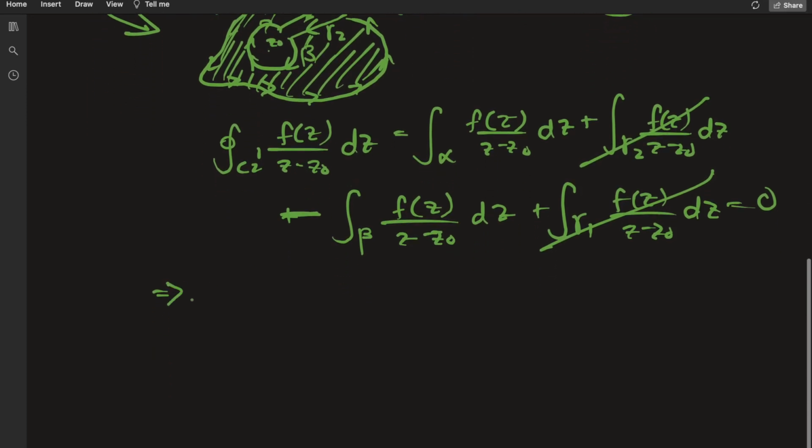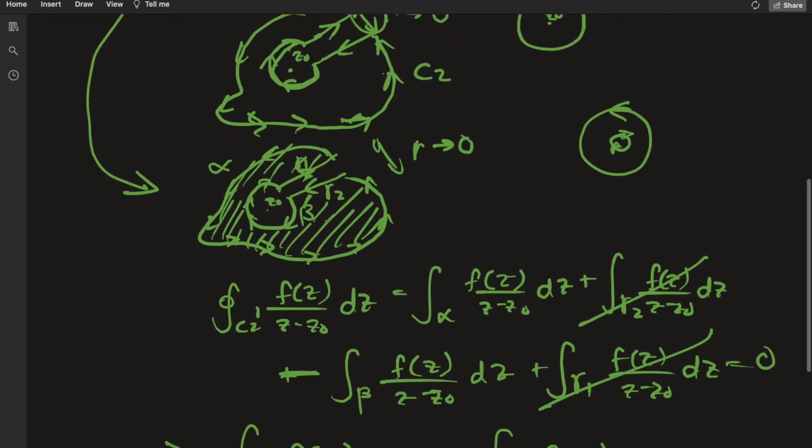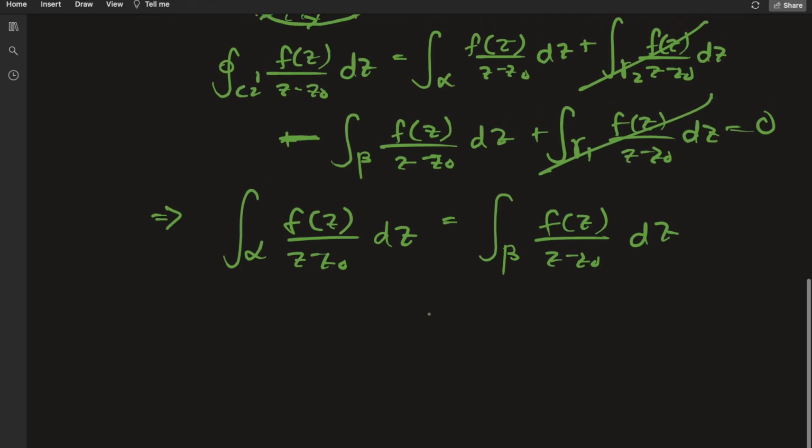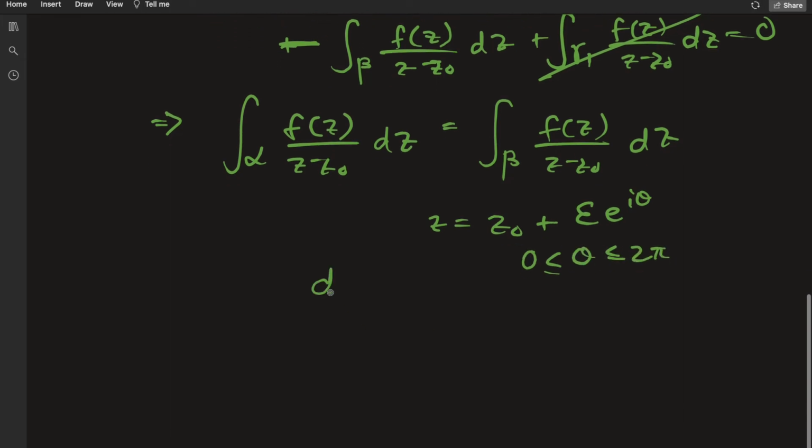So you just have the integral over alpha of f of z over z minus z naught dz is simply equal to the integral over beta of f of z over z minus z naught. Now let's parameterize this integral over beta. It's a circle centered at z naught. So we have z naught plus radius epsilon, as I said, e to the i theta, and theta is going to go from 0 to 2 pi, a complete circle. So dz just becomes epsilon i e to the i theta d theta.